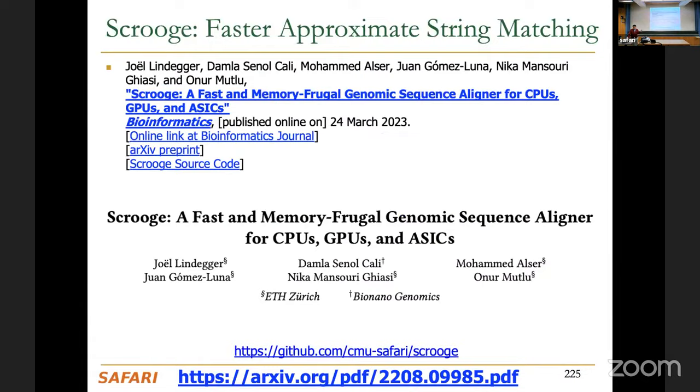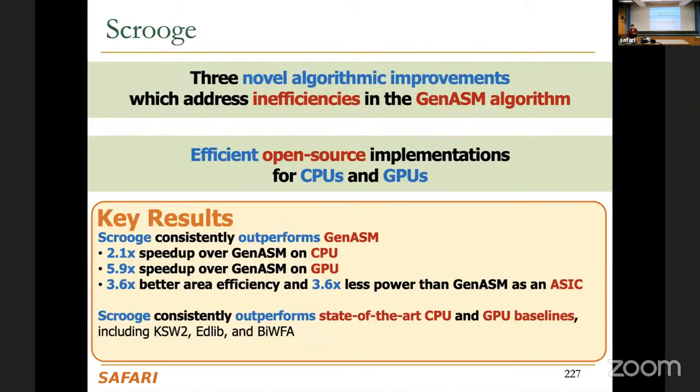So we don't only, of course, stop there when we go and publish a paper. We can always try to optimize its algorithmic behavior as well as the architecture design. And this is what we do in the Scrooge. Scrooge is an optimized version of Genesim. So it basically builds on Genesim, but it further improves.